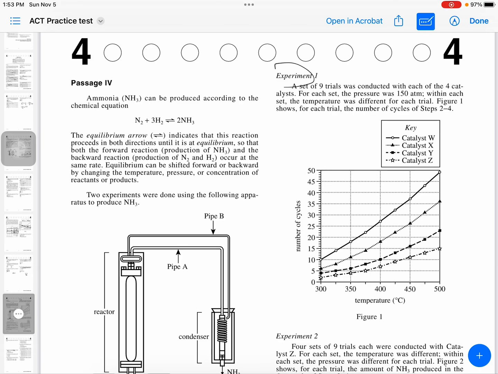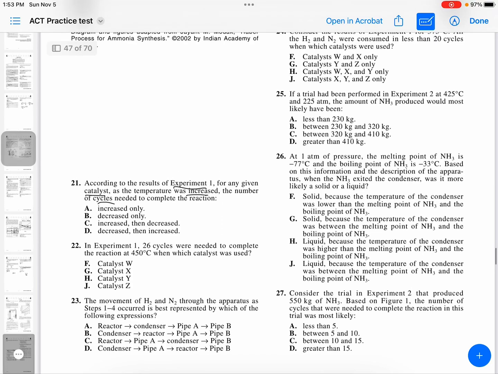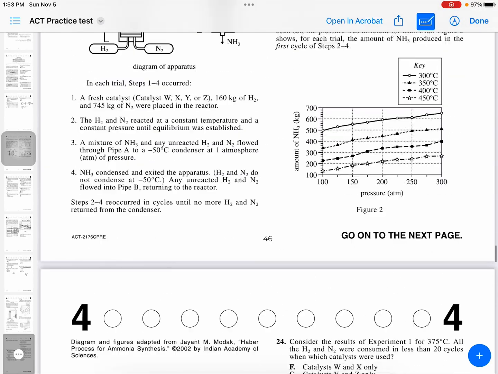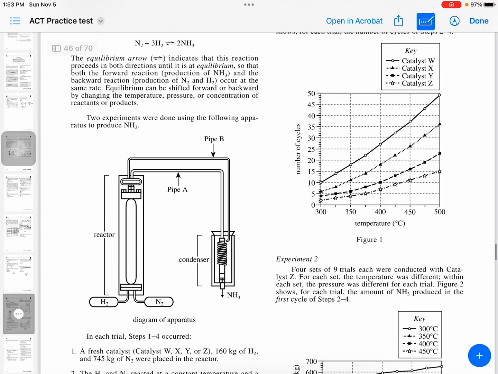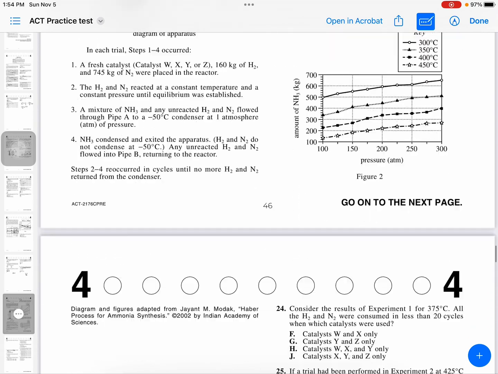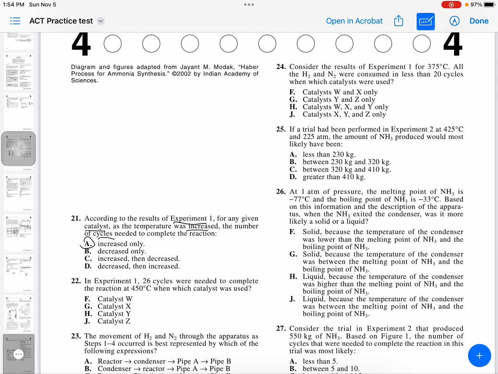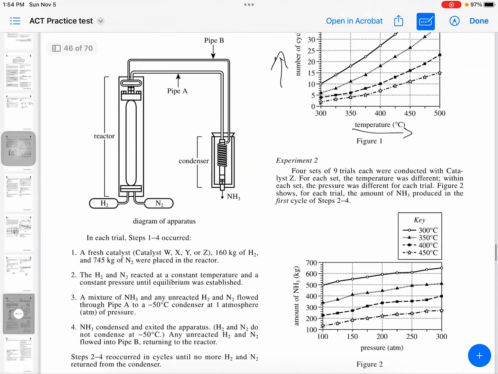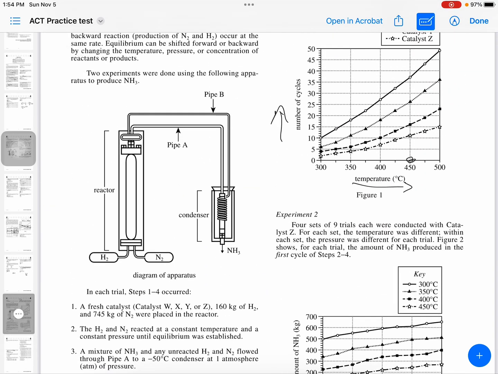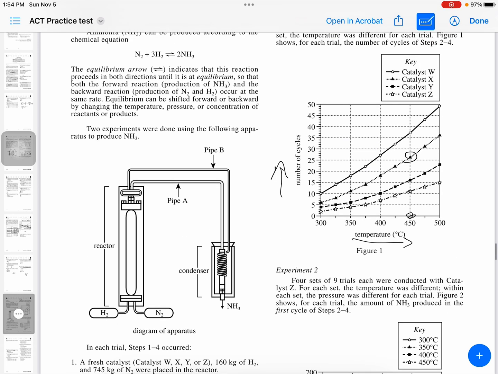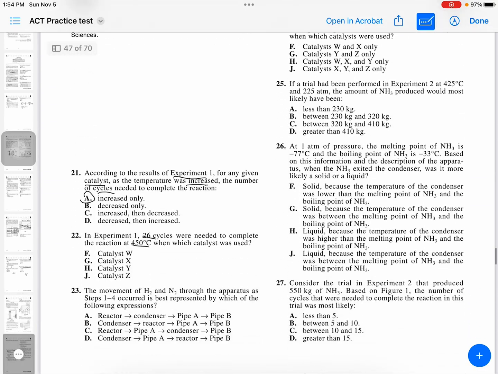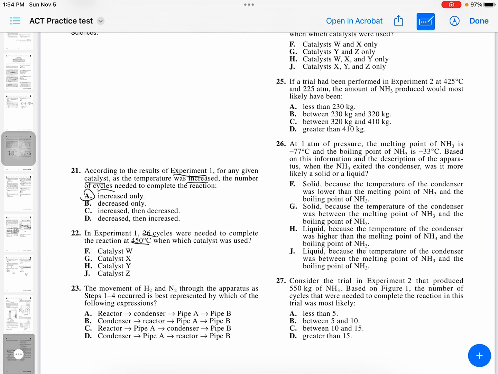As the temperature increased, the number of cycles needed to complete the reaction. Well, you can see that this is a direct proportion. As the temperature goes up, the cycles go up for any of the reactions, and so that's going to be increased only. Experiment 1, 26 cycles were needed to complete the reaction at 450 degrees, so we're at 450 and 26, that's going to be catalyst X. Catalyst X, which is G.